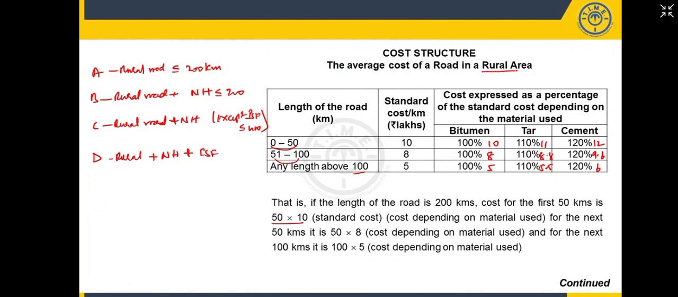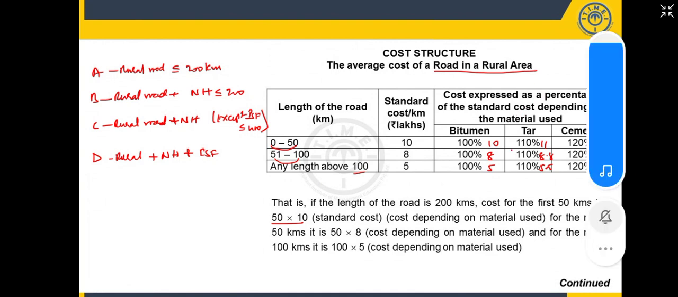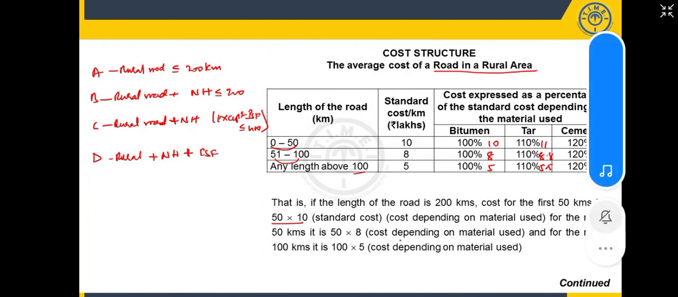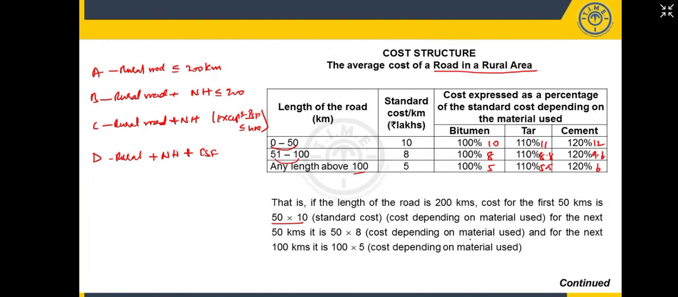And this is the average cost for which one? Rural area. The roads in rural area, rural roads we talk about here. Okay, this is to be continued now.